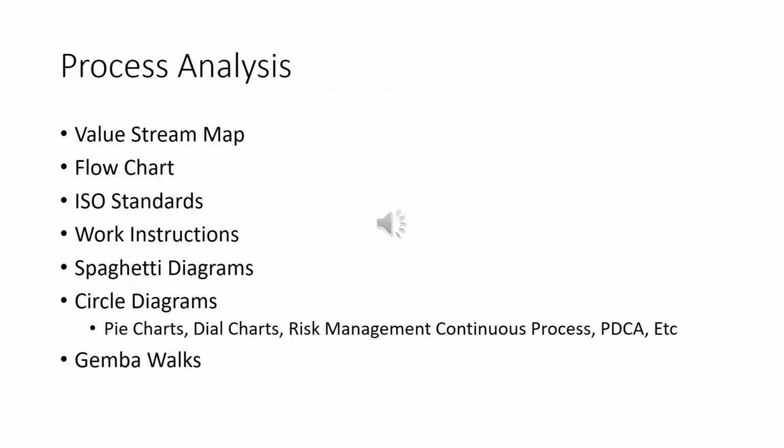Gemba walks. Gemba means work area. In the case of manufacturing, of course, this is the manufacturing floor. If you're in the office, it's walking around the office. And basically what happens is management gets down once a month or so and walks around the floor and looks for housekeeping opportunities, right?